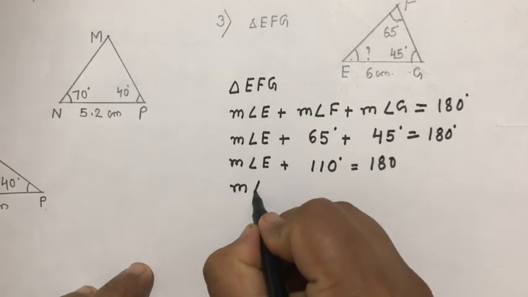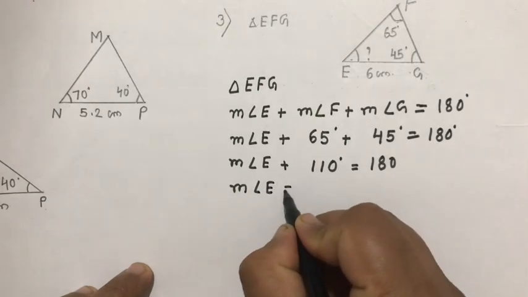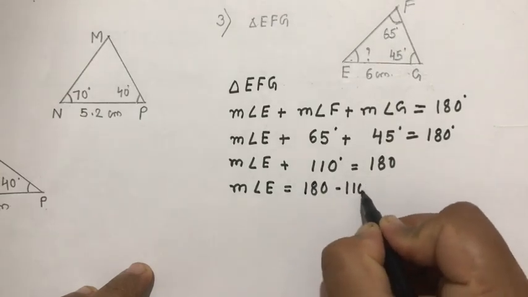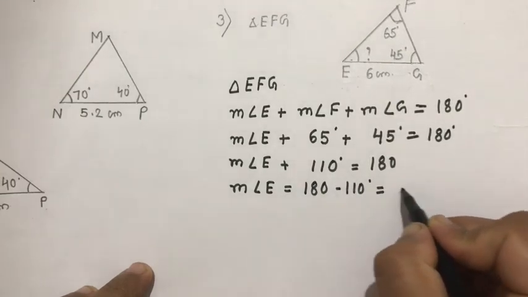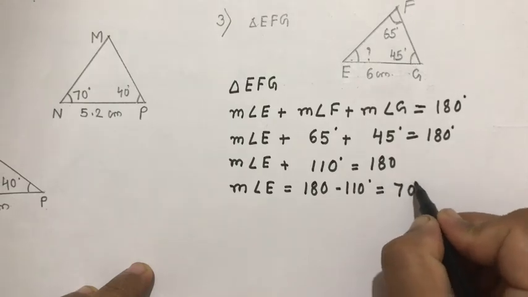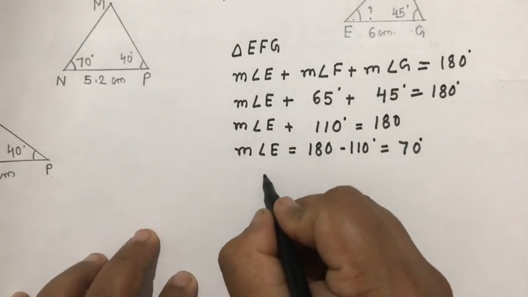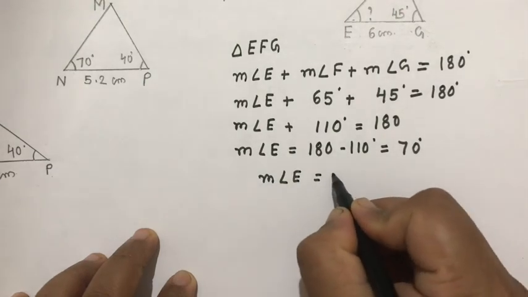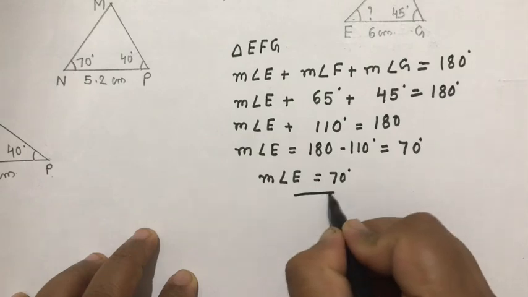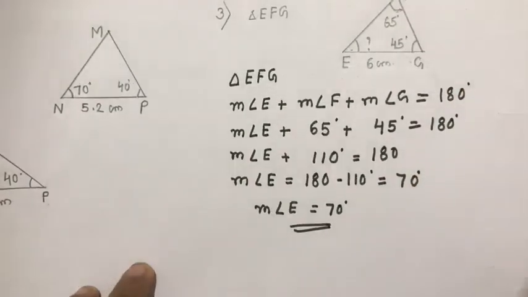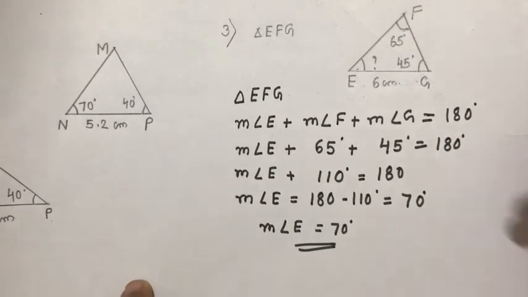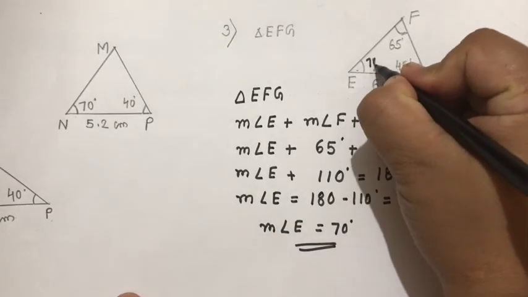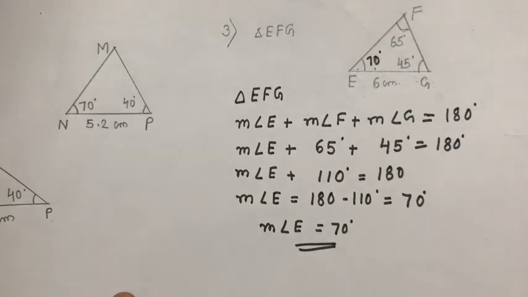Now measure of angle E is equal to 180 minus 110 degree. So 180 minus 110 is 70 degree. So we have got measure of angle E is equal to 70 degree. So here in the rough diagram, you are getting this measure of angle E, that is 70 degree.